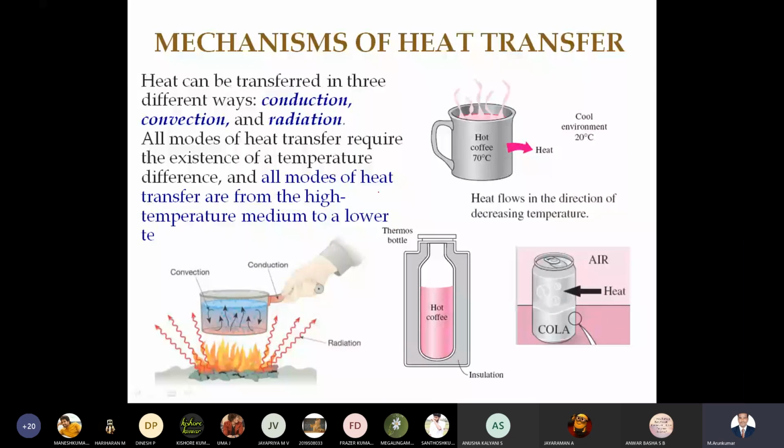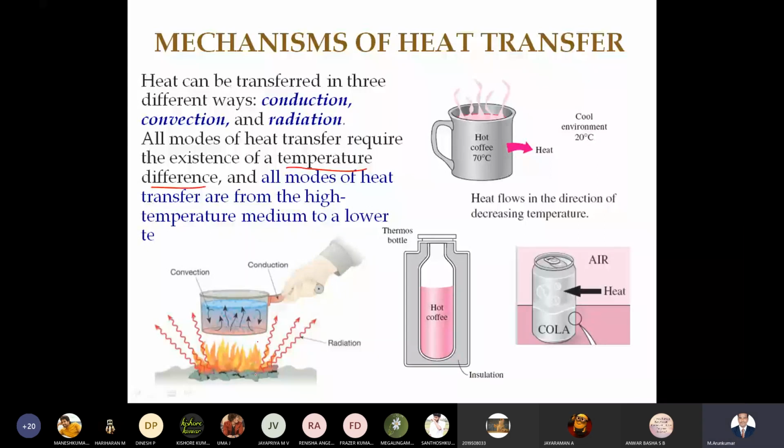So heat can be transferred in three different ways: conduction, convection, and radiation. All modes of heat transfer require the existence of a temperature difference, right? So the principle behind this is temperature difference, and all modes of heat transfer are from the high temperature medium to the low temperature medium. Actually, we know the second law states there is heat transfer from high temperature to low temperature. So these modes of heat transfer also follow that. Then these are some examples of heat transfer.